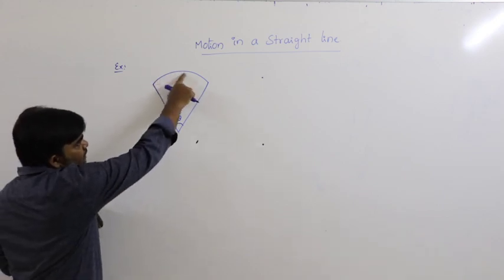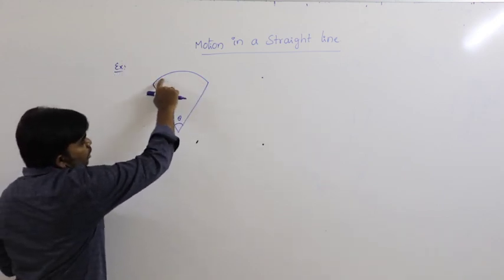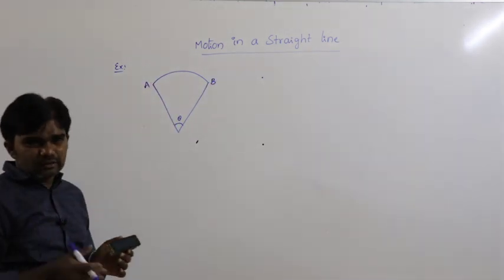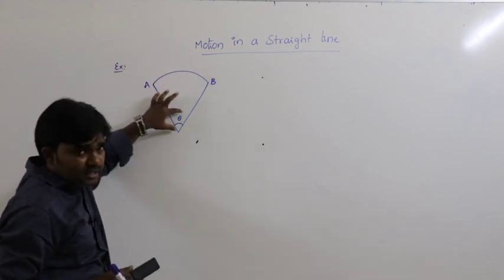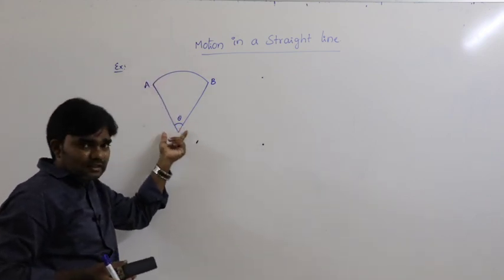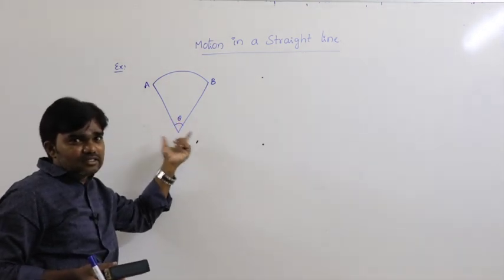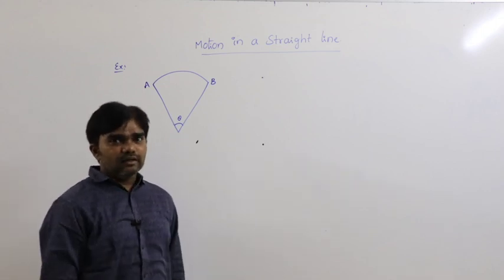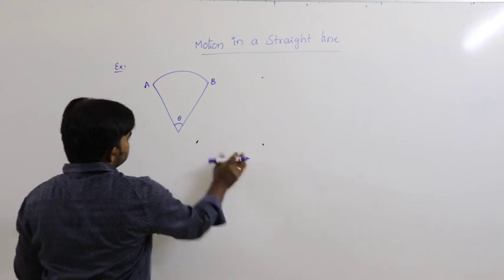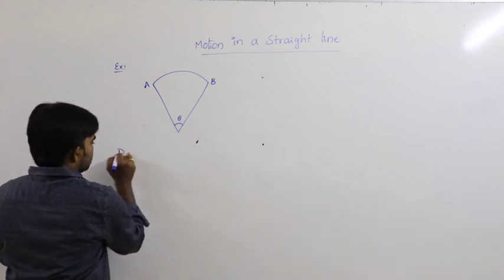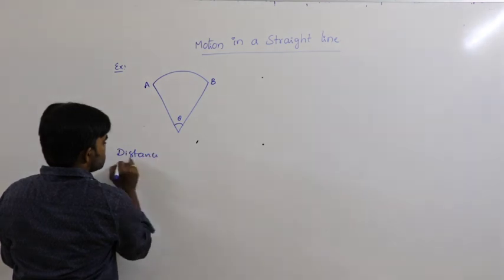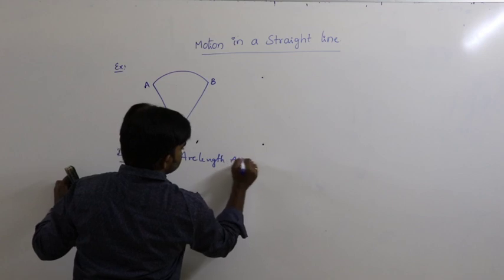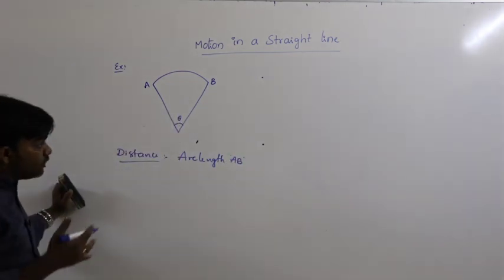So this arc length is called the distance. Let us say it is A to B. AB is an arc which subtends an angle theta at the center. So now, how can we calculate the distance and displacement here? Come to the point, distance. First calculate distance. Distance is nothing but arc length AB. How can we calculate the arc length here?